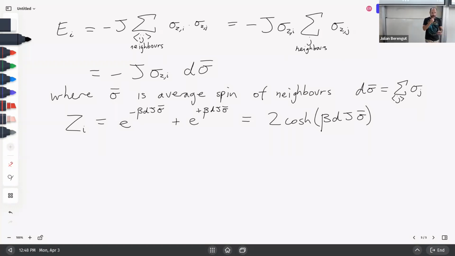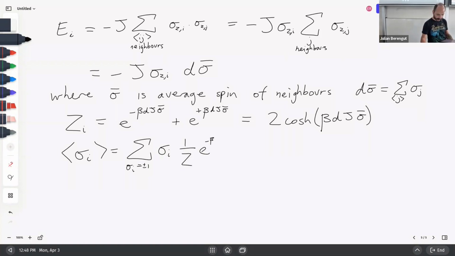So that's the partition function for the one neighbor. And so what's the expectation value for sigma i? I would say it's the sum over sigma i equals plus or minus 1. Here I am doing in detail what I was supposed to be doing last time, when I just skipped the details. Here's the probability. So that's the expectation value.